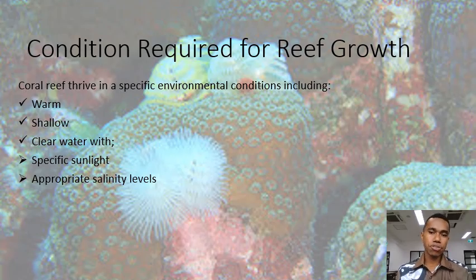Now there are conditions required for coral reefs. Conditions required for reef growth to thrive in specific environmental conditions are a warm environment, shallow environment, clear water with specific sunlight, and appropriate salinity levels. Since coral polyps live in the sea, they will require a certain amount of salinity to be able to thrive in that environment. And they also need sunlight for photosynthesis purposes.